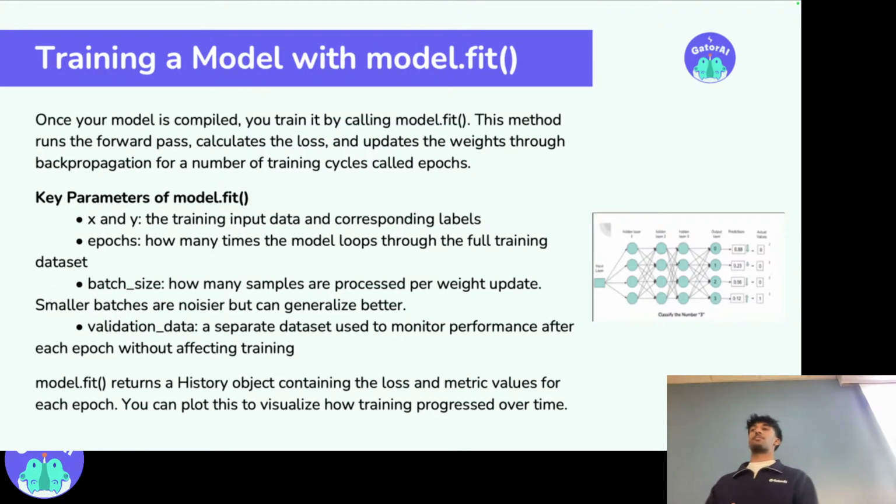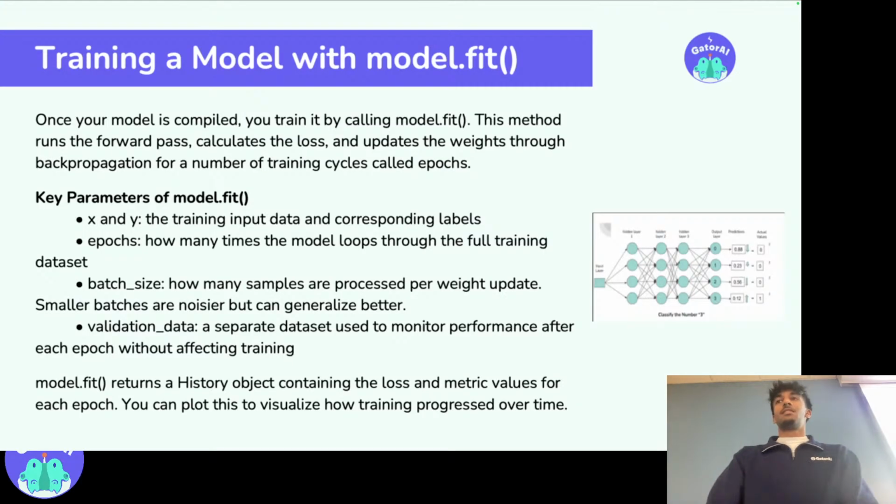Passing a 0.1 reserves 10% of your training data as a validation set. So after each epoch, the model evaluates on this data without updating its weights. This gives you a live read on generalization. If your training accuracy keeps going up, but your validation accuracy plateaus or drops, which is very common, the model is doing something called overfitting, and it's not good.